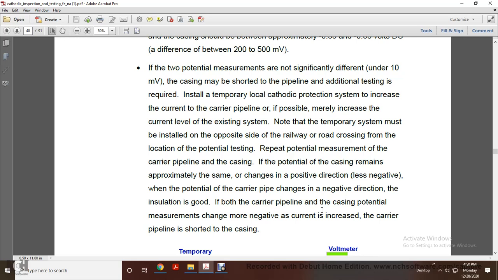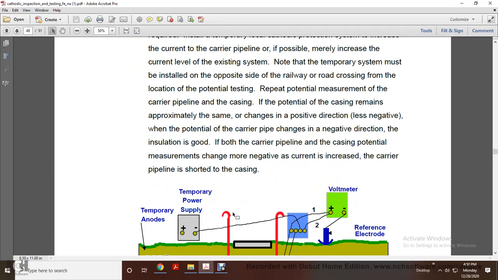Note that the temporary system must be installed on the opposite side of the railway or roadway crossing from the location of the testing. Repeat the potential measurement of the carrier pipeline and casing. If the potential of the casing remains approximately the same, the change of the carrier pipe potential is in the positive direction, less negative, and the change of the casing is in the negative direction, the insulation is good. If both the carrier pipeline and the casing potential measurements change more negative as the current is increased, the carrier pipeline is shorted to the casing.